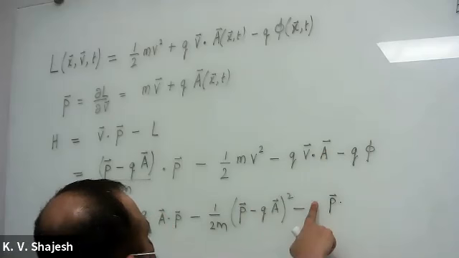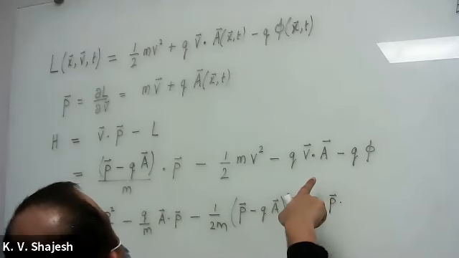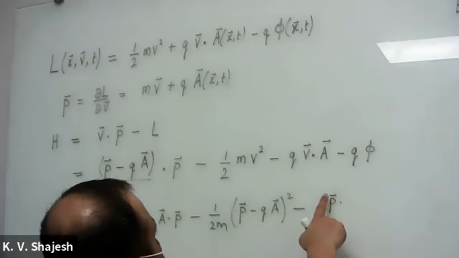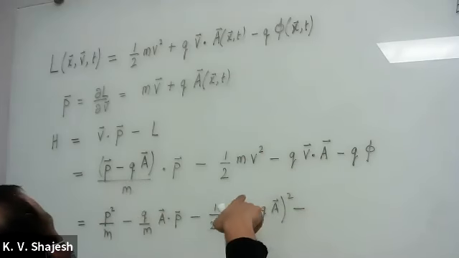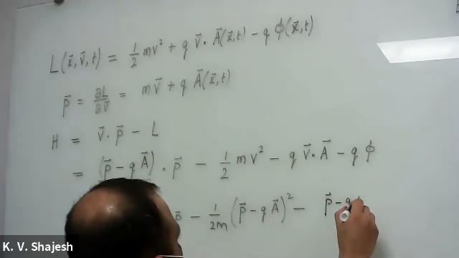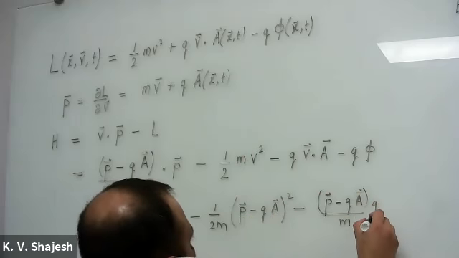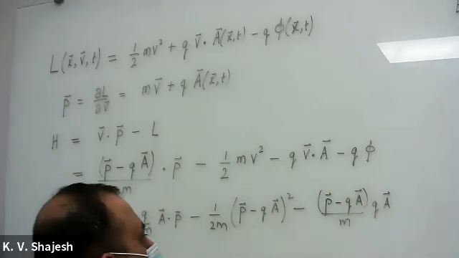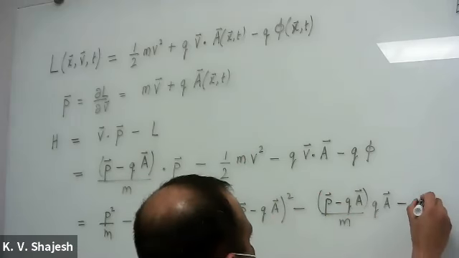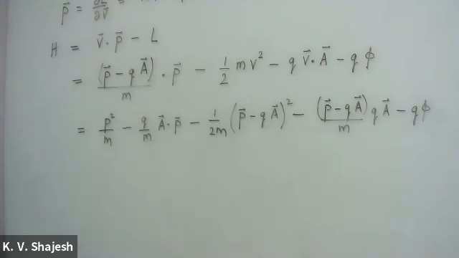So q times a. Q times a and p minus qa over m times qa minus q phi. So now everything is in terms of p, but there is a lot of simplification, of course, and it will significantly simplify actually.